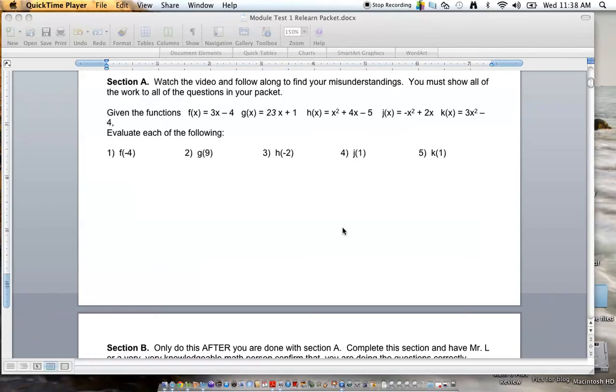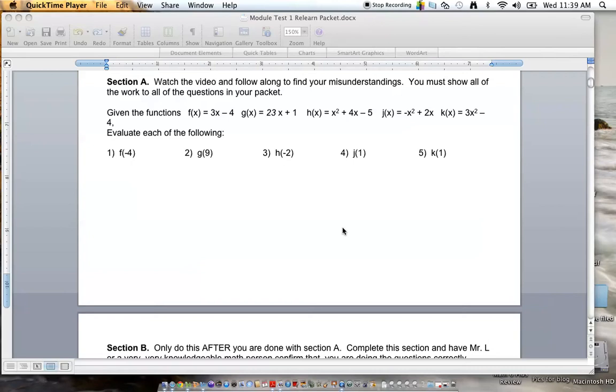We're about to begin on our Relearn packet for those students who need it, and there is nothing wrong if you need it. Let's just get this straightened out and learn what misunderstandings we have from the past and also in this chapter that we can straighten out. Now, with the Relearn packet, you only need to do the sections that you struggled with.